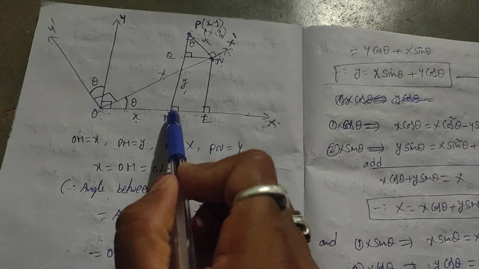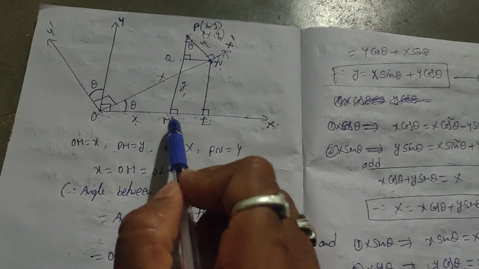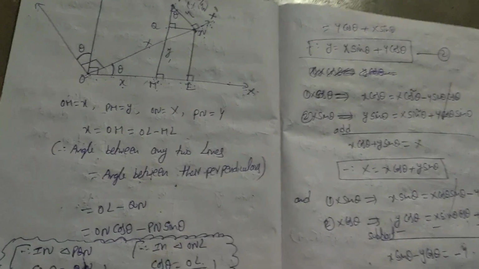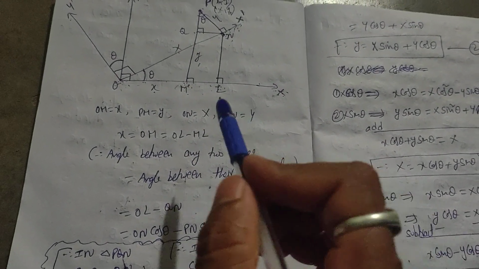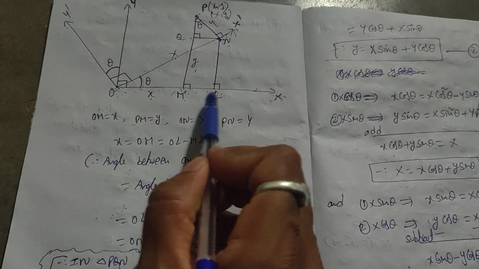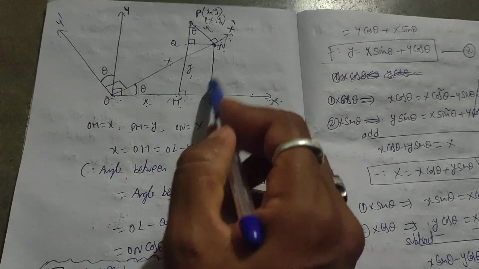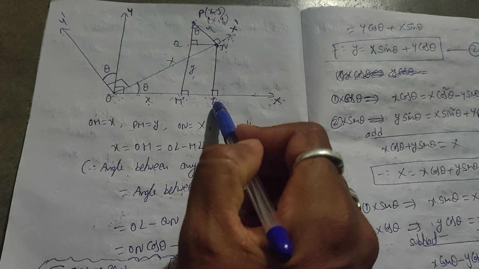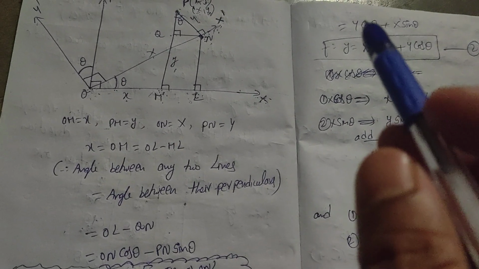ML is nothing but, both this forms a rectangle. That means ML and QN form a rectangle. So ML is equal to QN. Now this OL is nothing but, now you understand, this is the OL, and you can take this is the one right angle triangle. OLN is a right angle triangle.